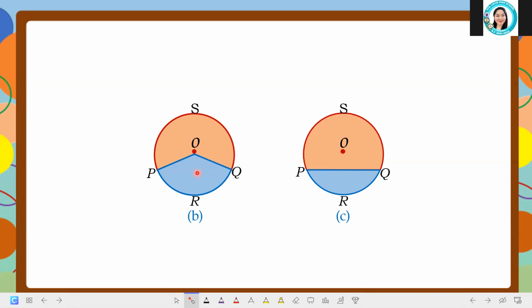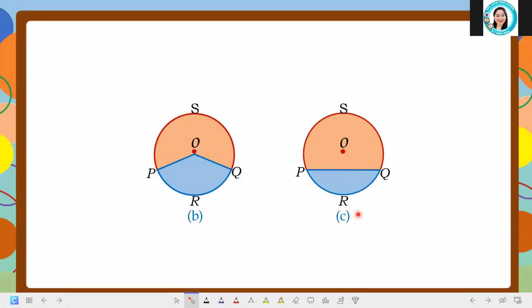Okay, so meron tayong tinatawag na major sector and minor sector. So from the previous discussions, you all know why we call it minor and why we call it major, right? So itong nasa baba, itong blue, we call it the minor sector, and itong naka-orange, yung naka-shade ng orange is what we call the major sector.